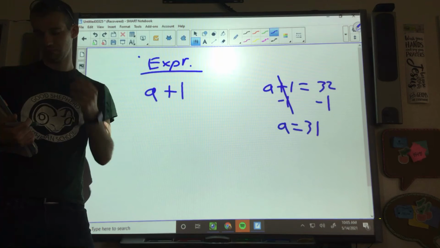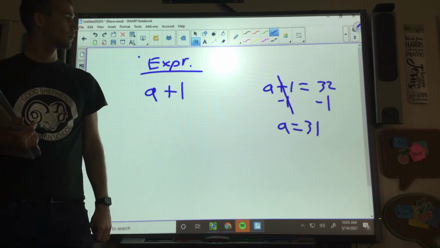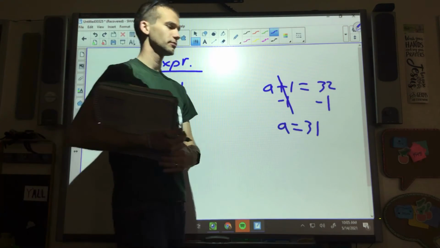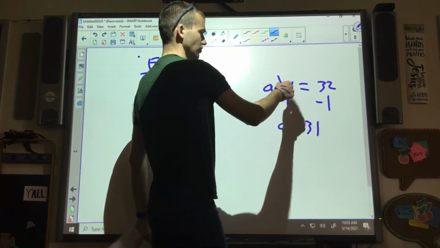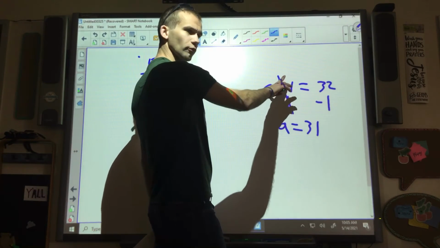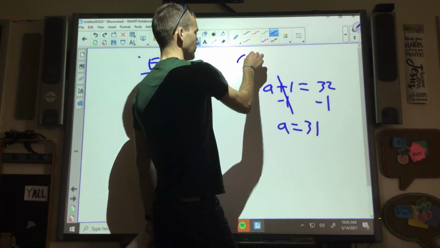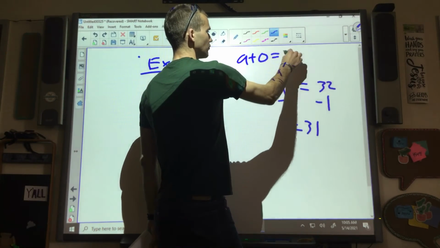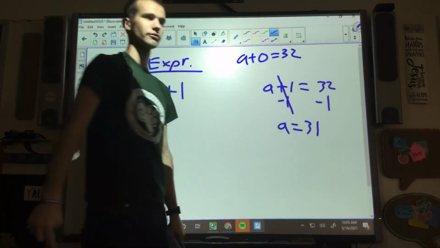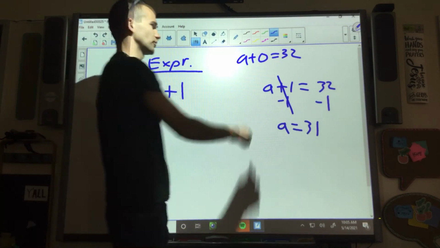When you cross that off, where do you get that from? Where do I get it from? I cross it off because when you're done there, what's 1 minus 1? 0. So basically that means it turns into a plus 0 equals 32. Do you need to represent the 0 there? No, so it's like you cancel it out.